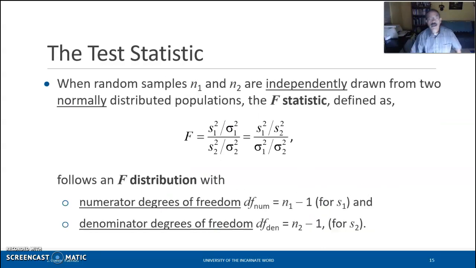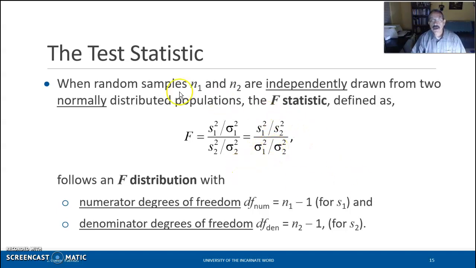To do this, we need to use a different statistic, and this is called the F statistic. As you can see, it is defined as the ratio of the sample variance to the population variance of the first distribution to the ratio of the second sample variance and population variance of the second distribution. By doing the algebraic rearrangement, you can see that this is identical to the ratio of the sample variances of the two populations divided by the ratio of the two population variances.